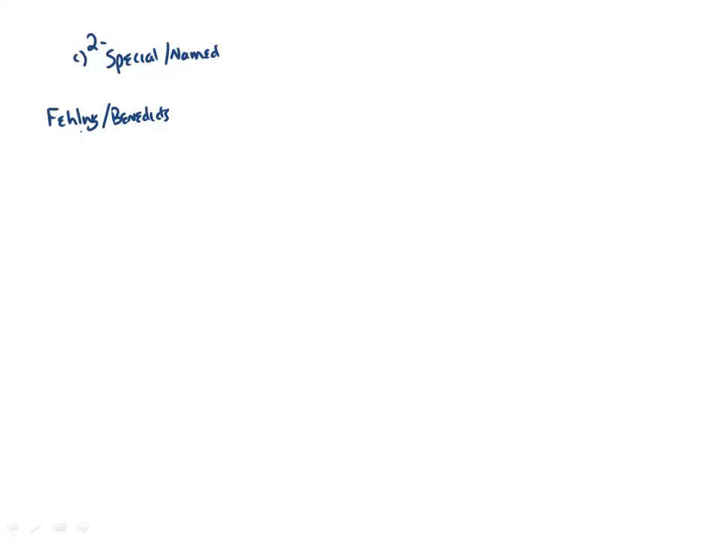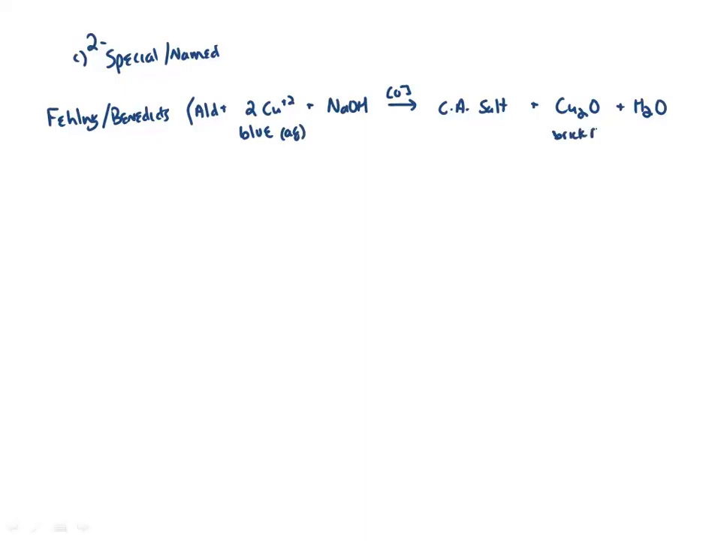It's the copper. So if you guys remember the old reaction, we had an aldehyde plus 2 Cu2+ ions plus NaOH. We oxidized it, and we get a carboxylic acid salt plus Cu2O plus H2O. And remember that this was a pretty blue color, and it's aqueous. And this is a brick red precipitate.